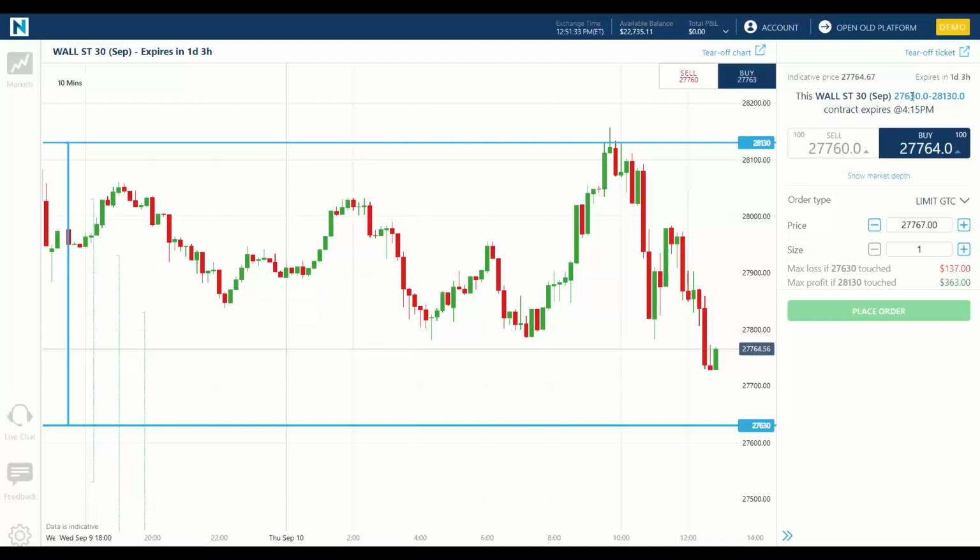What am I looking at? On the chart, we give you the floor and the ceiling, very distinctly. You can see the floor of this contract, 27,630, and the ceiling, 28,130. That is also on the top of the order ticket. All right, and now what are we doing? It also tells me when it expires here as well, in a day and 3 hours, and the current indicative price. And you see the indicative price on the order ticket as well as on the chart.